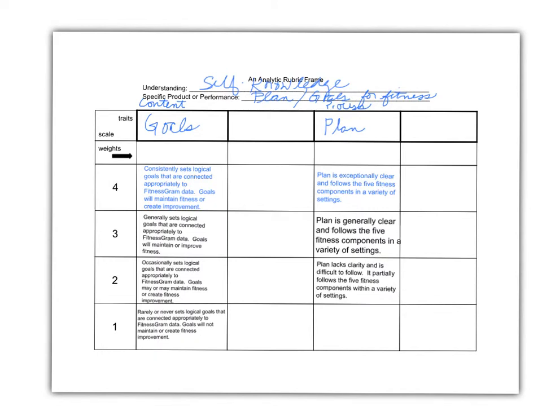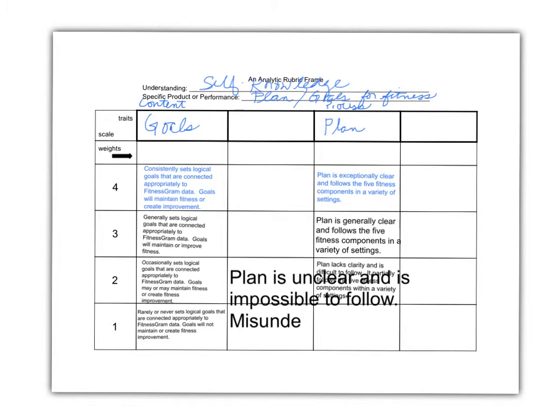And now I'm ready for my last one. So this is where the plan is unclear. I'm using the difference in degrees here, and it is impossible to follow. Using my degrees of understanding then, their misunderstandings or serious misconceptions. So I'm going to say misunderstandings.